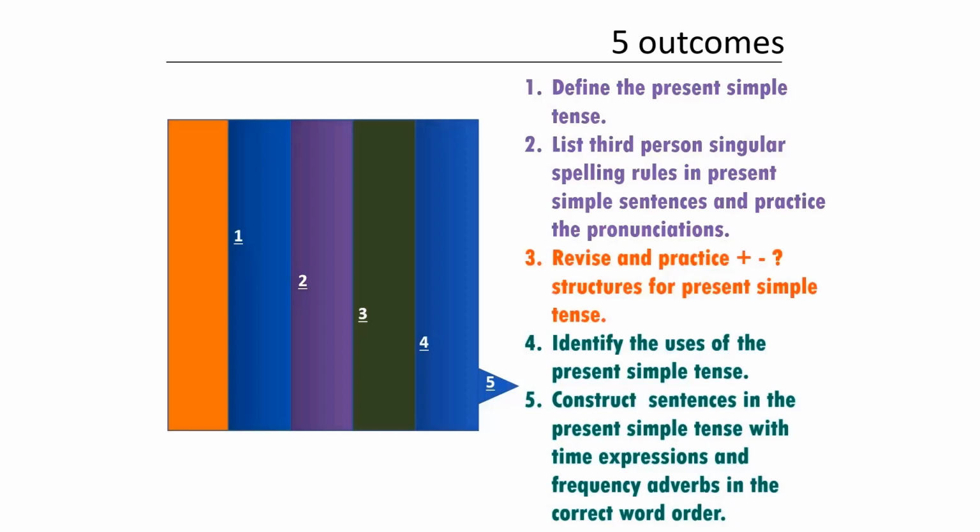Now, if you watched the video before, which was outcome 1 and 2, in the previous video, these two have now been completed. Today, we will be looking at outcome 3, so we'll be revising and practicing the positive, negative and question structures for present simple tense, and we will do outcome 4 and outcome 5 in the next lesson.